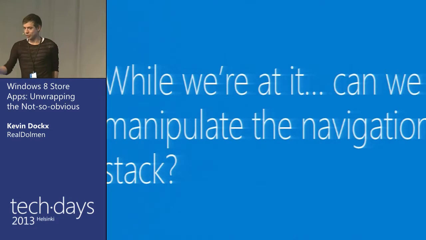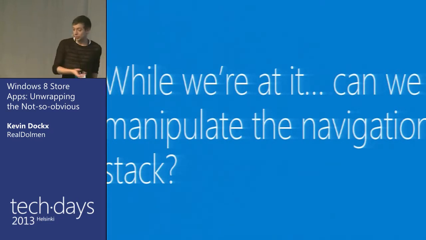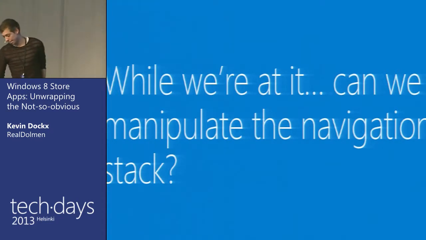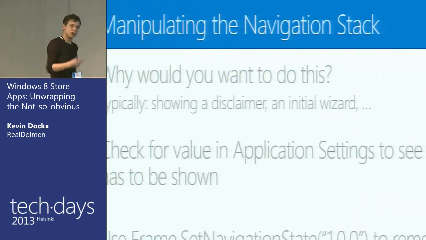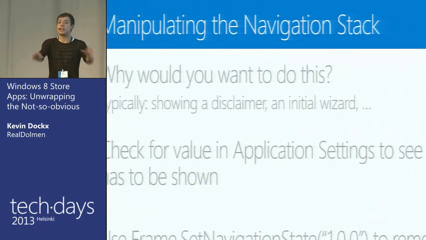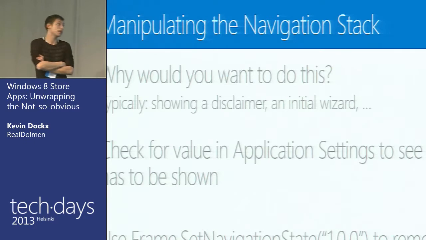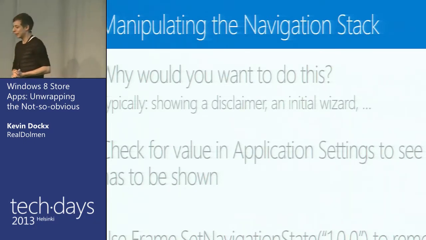Can anyone think of a case where you'd want this? Why would you want to manipulate your navigation stack? Well, an example is showing a disclaimer. Quite a few apps have a disclaimer they want to show to your user the first time they use the app. For example, if this app destroys your computer, do not hold us responsible. Something like that. That's the first page that will be shown.